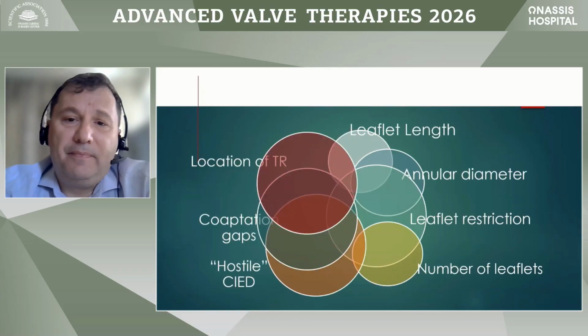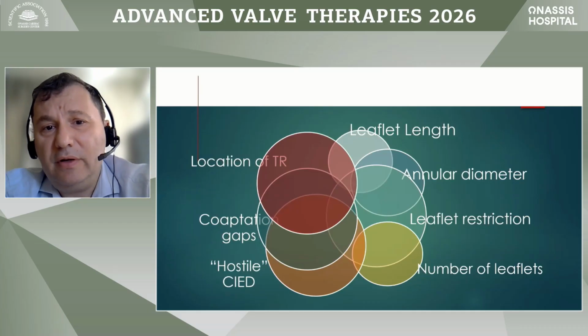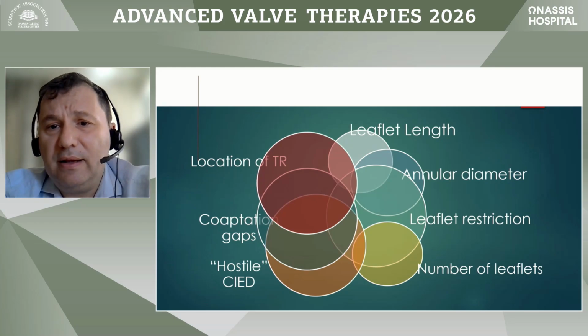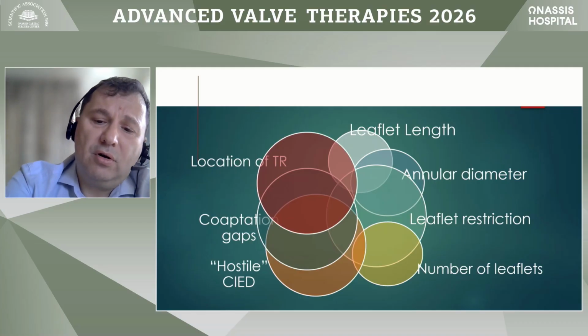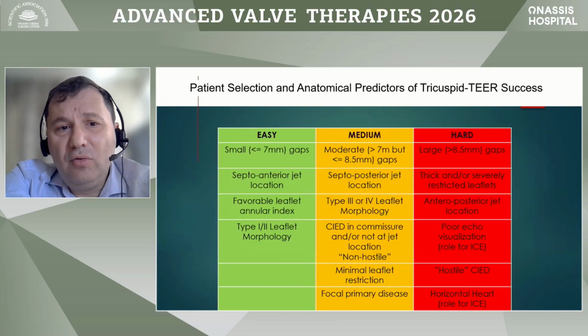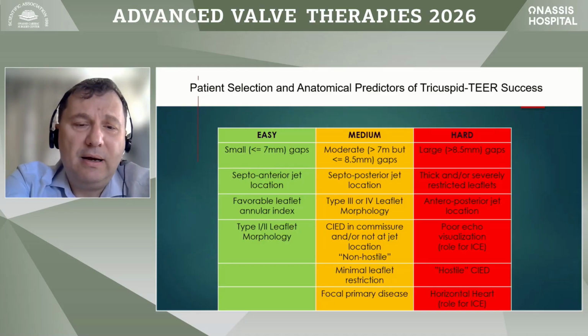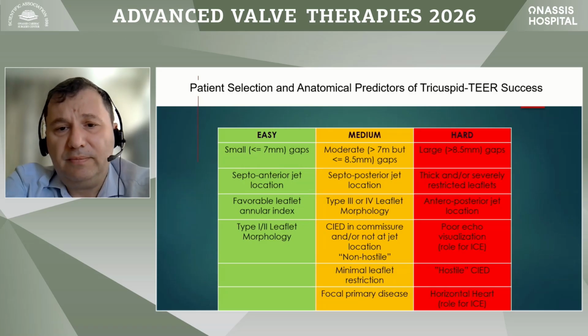In conclusion, before the tricuspid valve regurgitation interventions, we have to consider the leaflet length, the location of the TR, the annular diameter, possible leaflet restriction, the number of the leaflets, the presence of the leads, and of course the coaptation gap. The easy scenario is the one with the small gaps with septal location of the jet, with a favorable leaflet annular index and a good leaflet morphology.